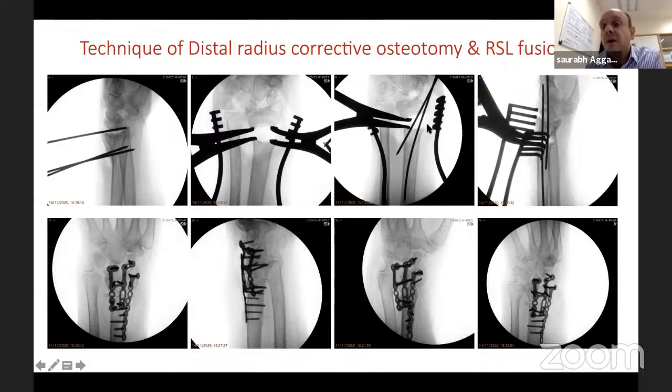Now, does this need a graft? Answer is yes, because you can see how such a big gap. So there's no way there'll be any volar cortical contact.